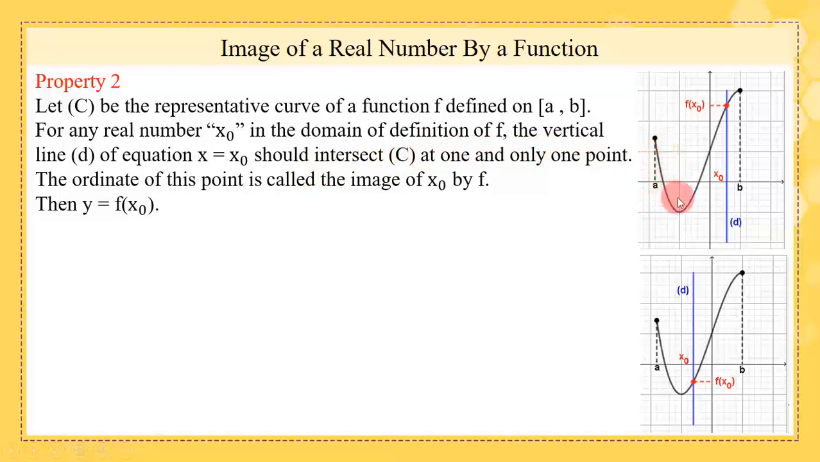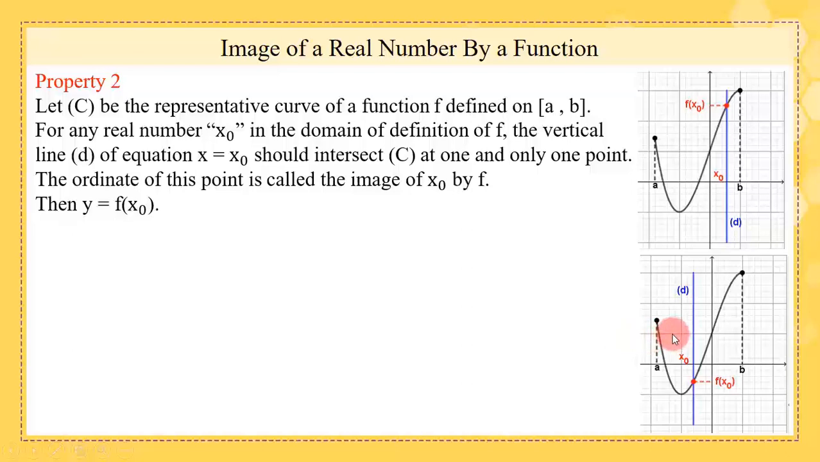Here we have the curve of the function f. D is a vertical line of equation x equal x0. This straight line cuts the curve at one point. This point has its abscissa x0 and its ordinate f of x0. So we say that the ordinate of this point is called the image of x0 by f. So y equal f of x0.